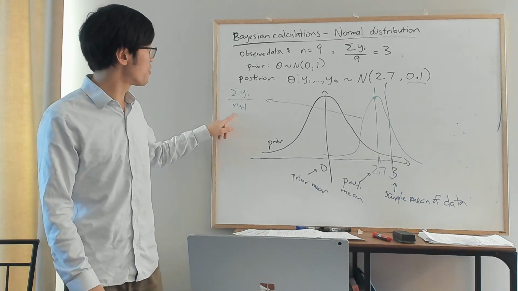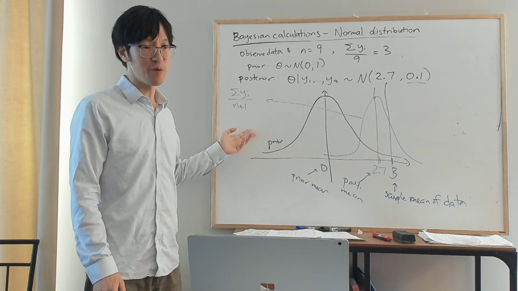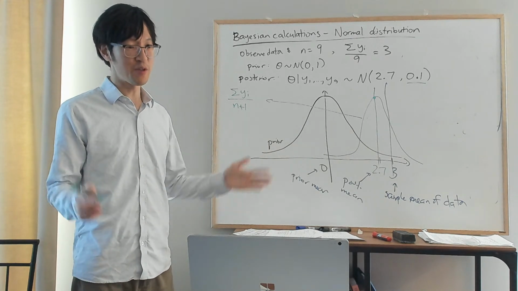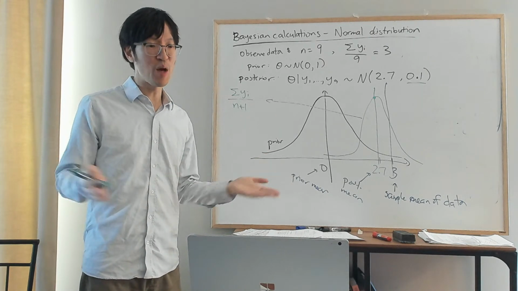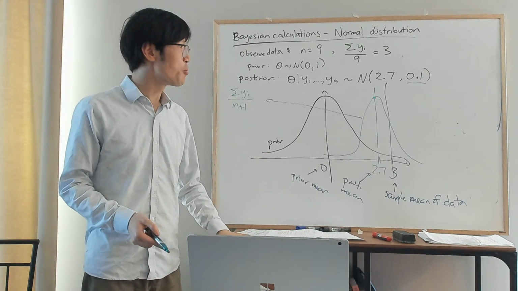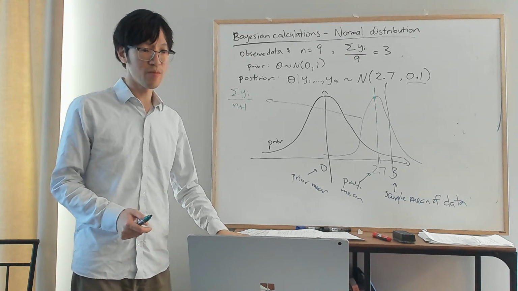And similar for the variance, right? The variance is 1 over n plus 1. So once you have a ton of data, that's going to get overwhelmed and it's simply going to shrink to the sample average. Okay, thank you. Yep.